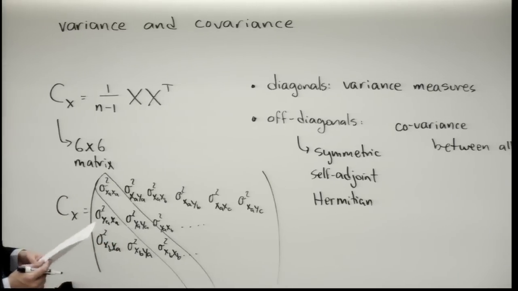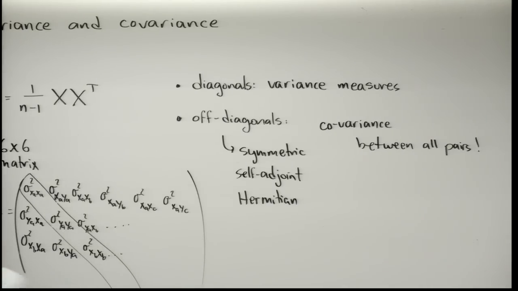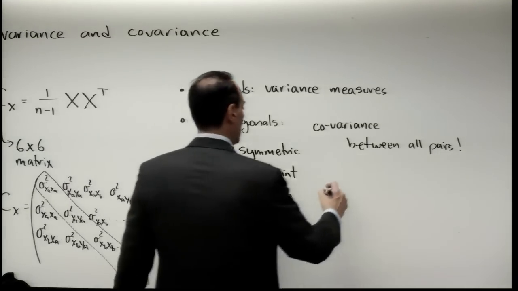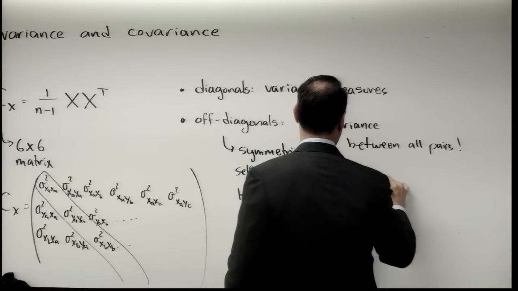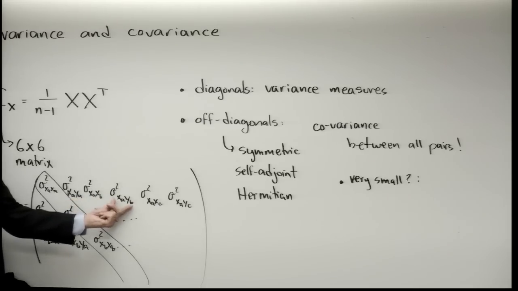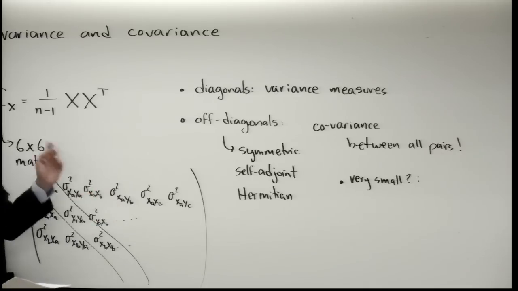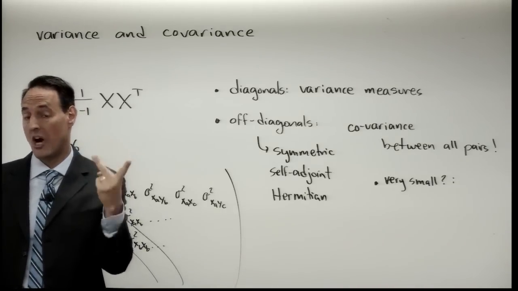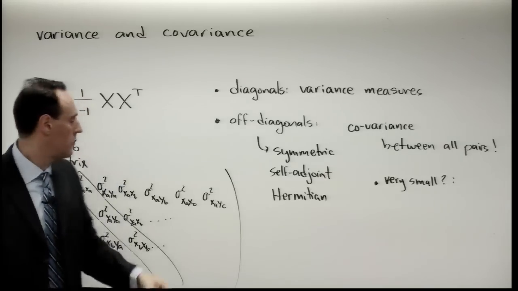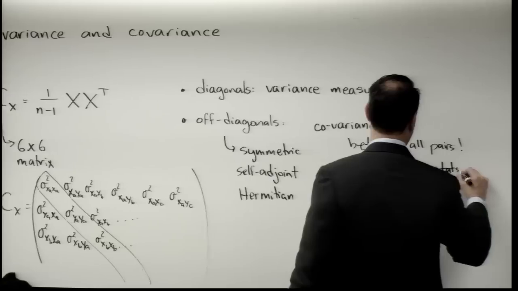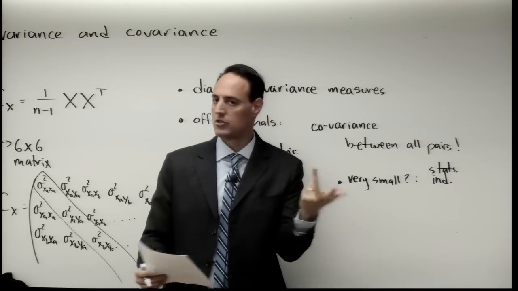Let's go one step further. What does it mean to have small off-diagonal elements? If on the off diagonals they're very small, what does that mean? So for instance, take this xA, y sub b. This is the covariance score between xA and the y of b component. And if it's very small, it means these two vectors are basically orthogonal and they don't have really anything to do with each other. So if it's very small, they are essentially statistically independent. In other words, one vector doesn't really have much to do with the other.